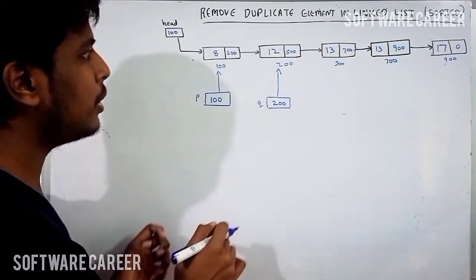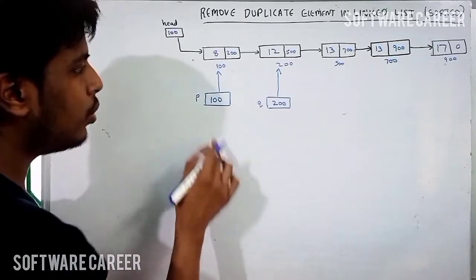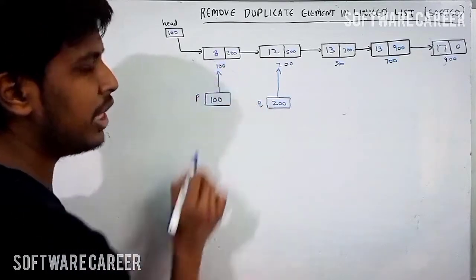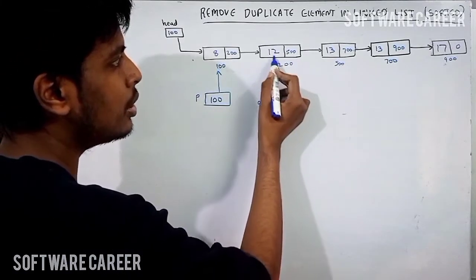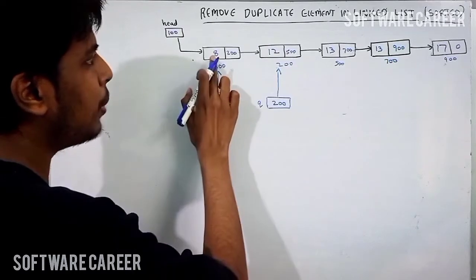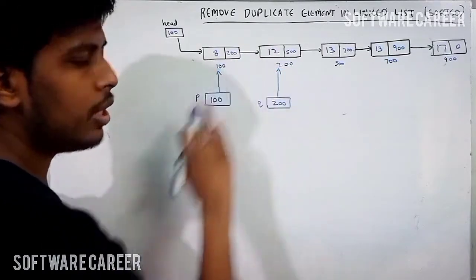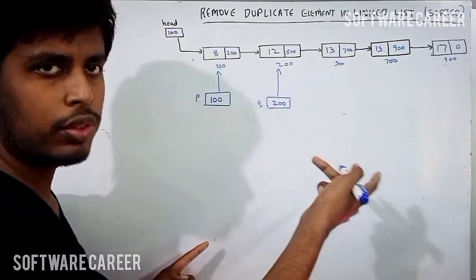Now next step is you should compare the data present in these two pointers. Now this pointer P is pointing towards 100. 100's data is what? 8. And Q's data is what? Q is 200. 200's data is 12. Now you should compare whether 8 and 12 are equal or not. No, they are not equal. So what should you do? Now you should move P and Q one step forward.